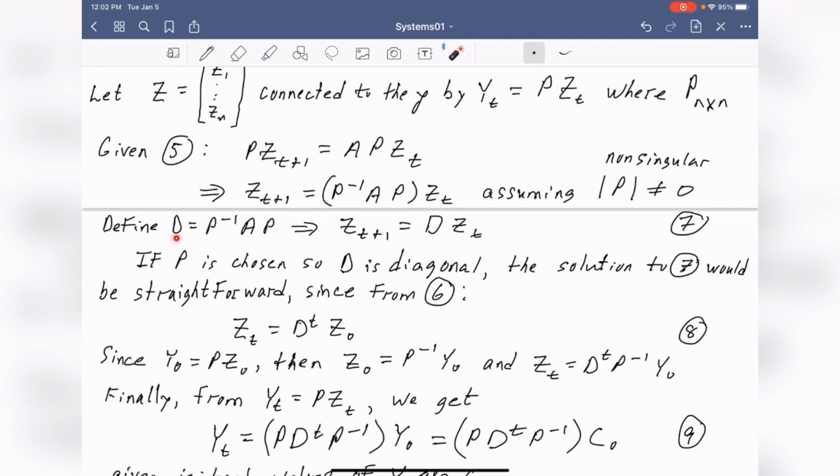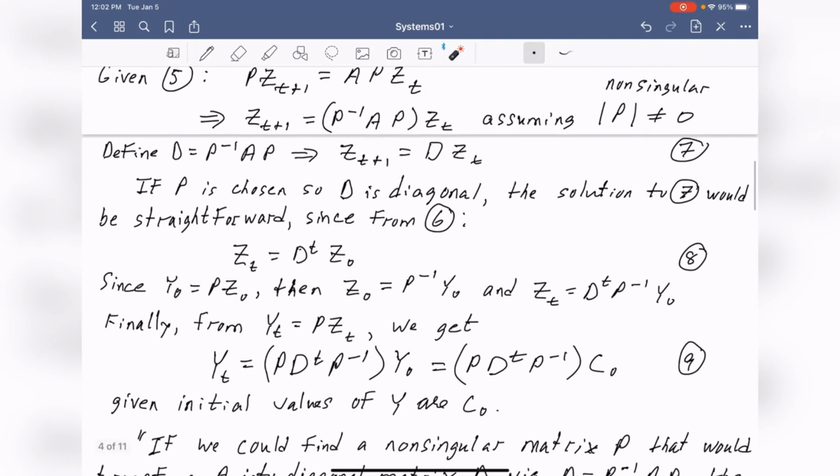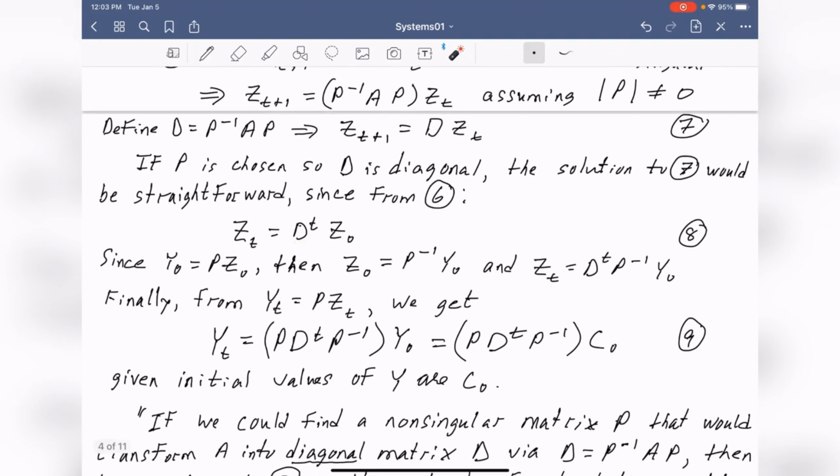Then we define a new matrix D as equal to P^-1 A P, which implies that Z_{t+1}, that column vector, is now equal to that matrix D times Z_t, what the column vector was in the previous period. So if P is chosen so that D is diagonal, the solution to this equation, 7, would be straightforward. Why? Because from 6, we get that Z_t equals D^t times Z_0.